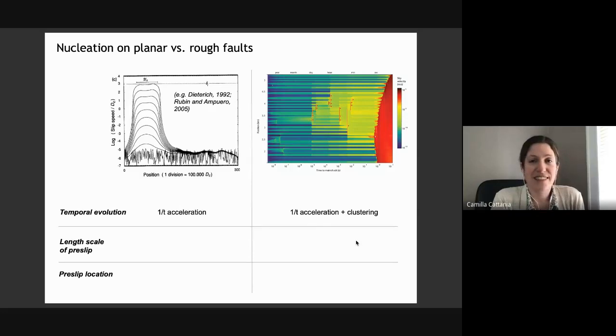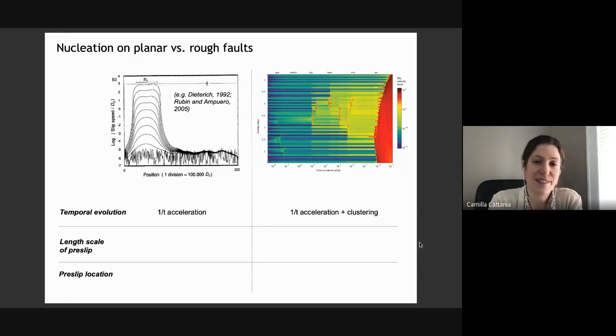So we basically found a 1/T acceleration in this model based exclusively on the interaction between foreshocks and creep, which was also found for models of nucleation on the planar fault. So these are the classical nucleation models. So it was actually quite surprising that such different physics gives you the same type of behavior. However, one difference I want to highlight is that in our case, the 1/T acceleration is an average behavior, but in practice, you have a very episodic behavior with sudden increases in seismicity rate as well as creep velocities.